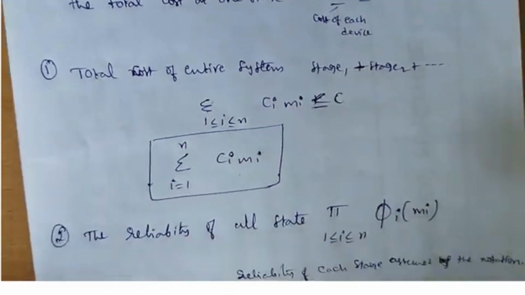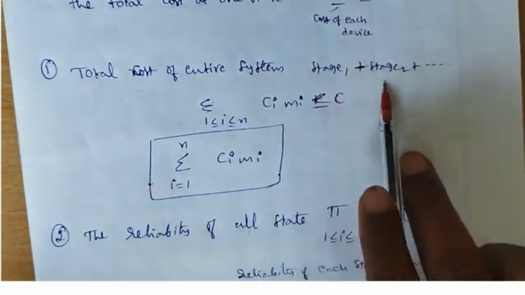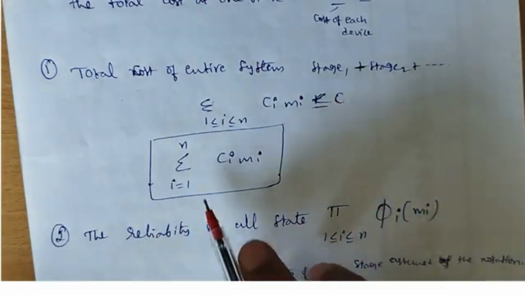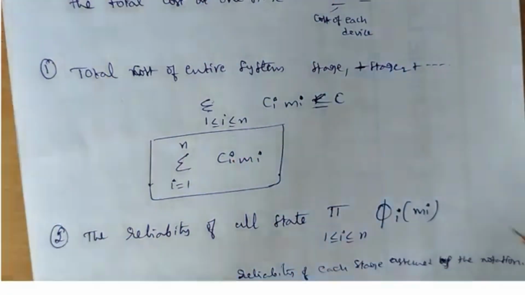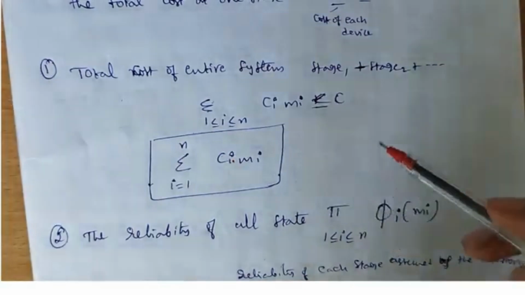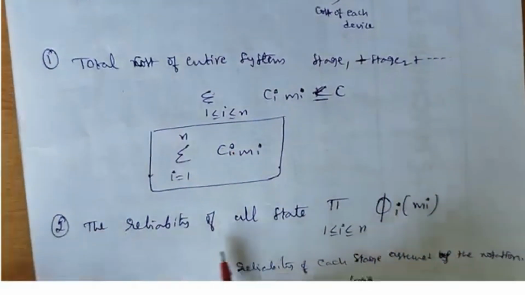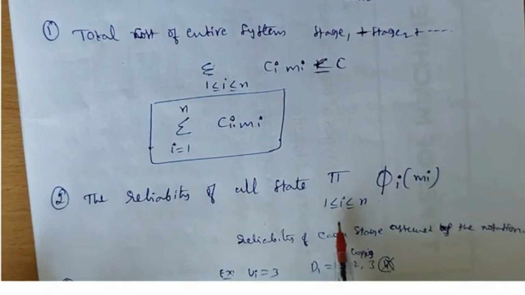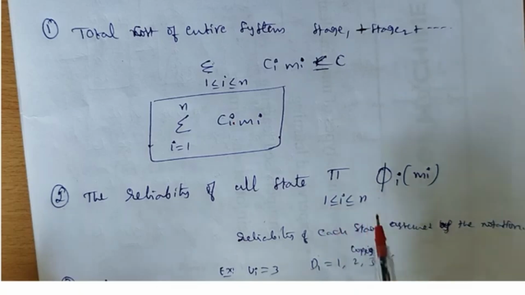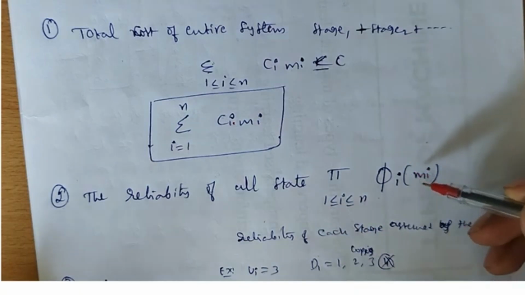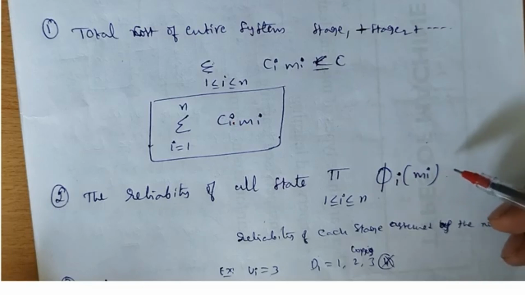What are the three formulas? The total cost of the entire system, stage 1 plus stage 2 up to stage n, is the summation of Ci into Mi. Next, the reliability of all the stages is the product of Pi, for 1 less than or equal to i less than or equal to n, here Pi raised to Mi.